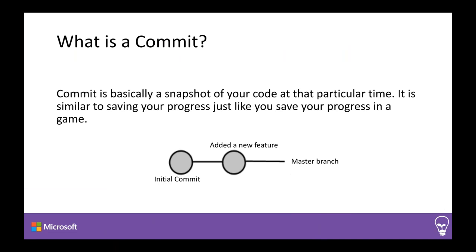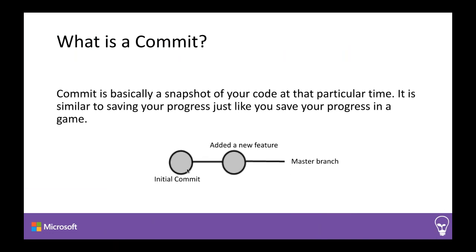Cool. So what is a commit? Let's say you're playing a game, and you're making progress through the game. We always like to save our progress, so we just do a quick save every now and then. So if something goes wrong, we can easily go back to that save point. Well, commit is exactly like a save point. What commit does is it takes a snapshot of your code at that particular time. And then if something goes wrong in the future, you can easily go back to that save point.